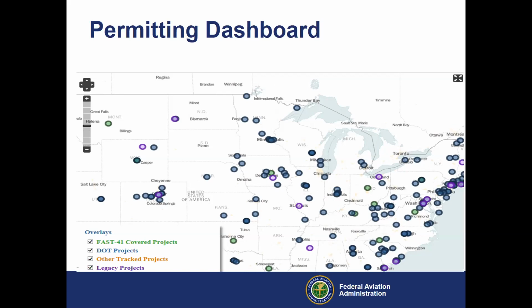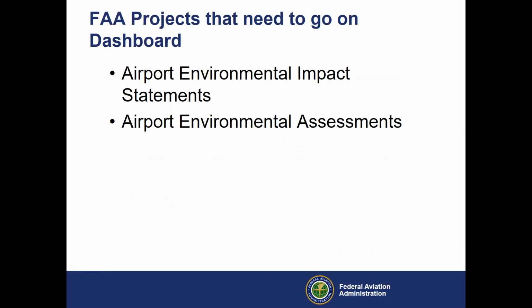So the permitting dashboard, you can easily Google that, and it's a public-facing website that allows anybody to track the environmental review progress of a certain project. The FAA made a decision that we are putting both EAs and EISs on the dashboard. A lot of other agencies are primarily putting EISs, but that was something that was determined internally here. So projects that need to go on the dashboard, again, EAs and EISs.